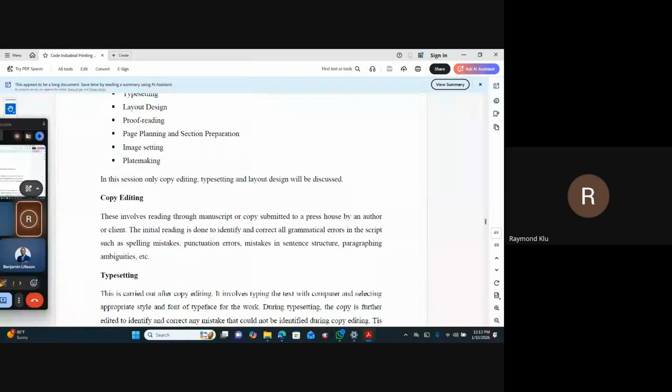Copy editing. All right, so we want to look at what copy editing is. What is it? This involves reading through manuscripts or copies submitted to a press house by an author or client. The initial reading is done to identify and correct all grammatical errors in the script, such as spelling mistakes, punctuation errors, mistakes in sentence structure, paragraphing, ambiguities, etc.